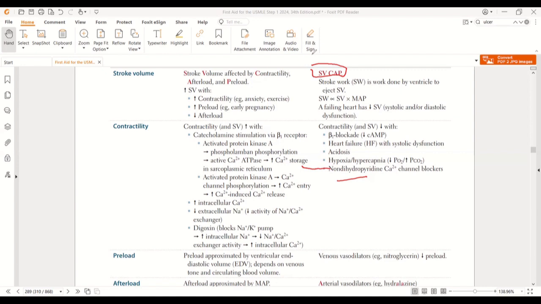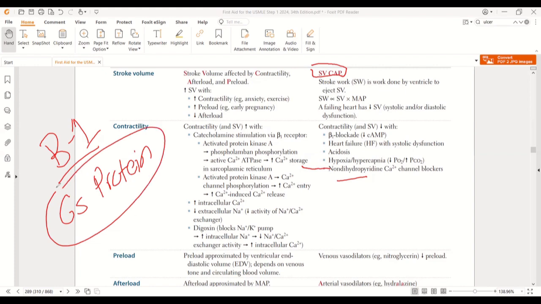So the catecholamines, epinephrine and norepinephrine, right? So how do they increase the contractility? Through the beta 1 receptor. The beta 1 receptor is present on the heart, right? So what does the beta 1 receptor do? The beta 1 receptor is coupled with Gs protein. Yes, high yield stuff.